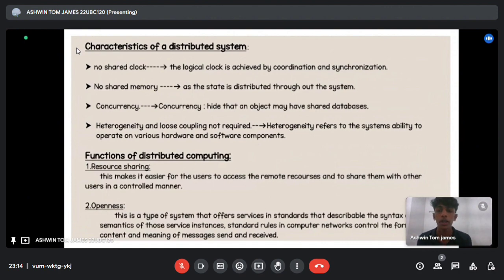Heterogeneity refers to the system's ability to operate on various hardware and software components. Functions of distributed computing. 1. Resource sharing. This makes it easier for users to access remote resources and to share them with other users in a controlled manner. 2. Openness. This is a type of system that offers services in a standard way that describes the syntax and semantics of those services. Standard rules in a computer network control the format, content, and meaning of messages sent and received.